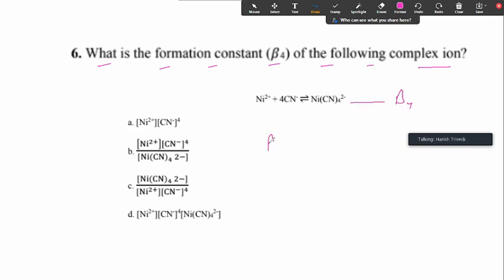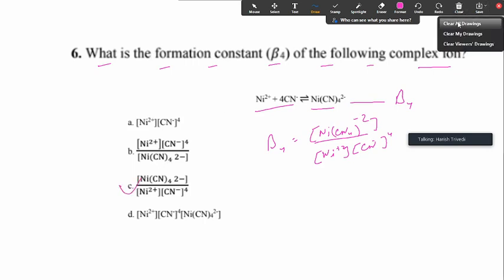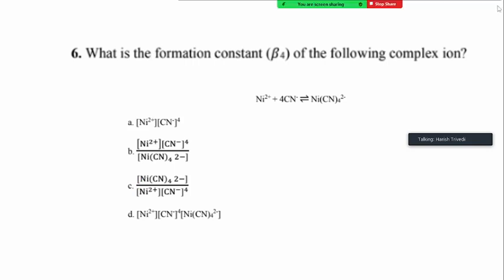And how will you write B4? Product concentration, Ni(CN)4 minus 2, then reactant concentration, so it will be Ni plus 2, then CN minus. So this will be the correct answer. You can find out where this is: it is C. So C is the correct answer of question number 6.